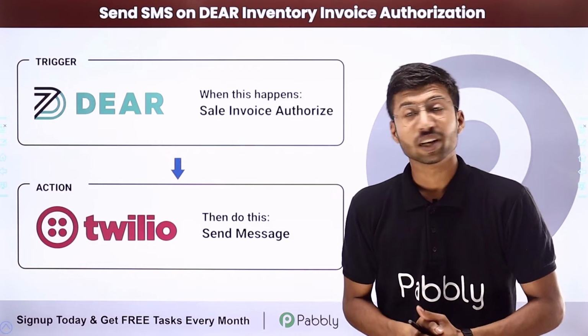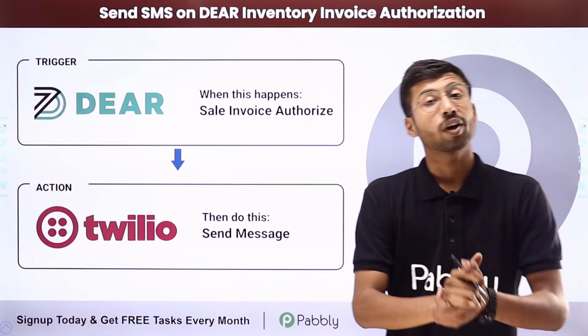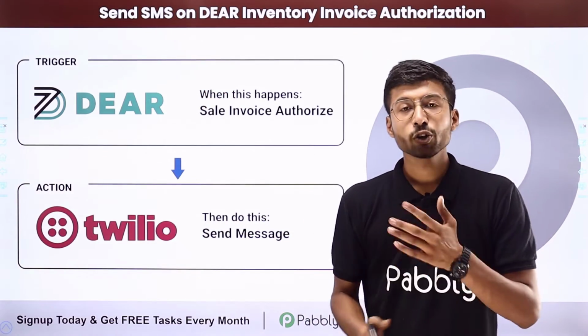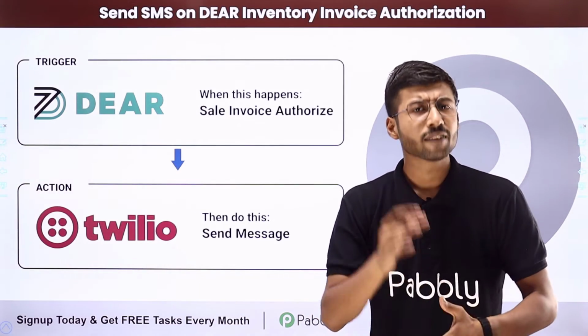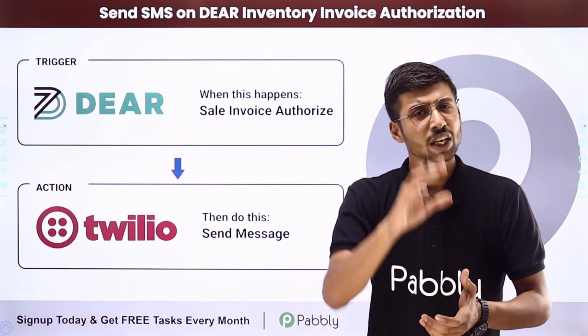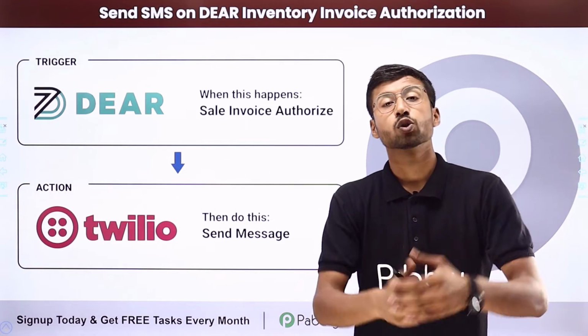So in this video, we will learn how to send SMS on DEAR Inventory Invoice Authorization. Now suppose guys you are using DEAR Inventory to manage all your inventory related tasks, sales, purchases and all. And you want that whenever you approve or authorize an invoice in DEAR Inventory, you send an SMS to your team members or to your customers whose invoice you have approved.